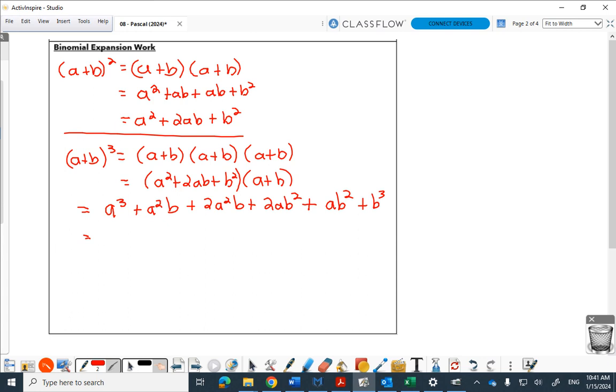The A cubed, there's only one A cubed, but A squared B has 1 and 2 more, so it's got 3 A squared B's. AB squared, there's 2 AB squared, plus another AB squared, so that's 3 AB squared. And then there's only 1 B cubed.